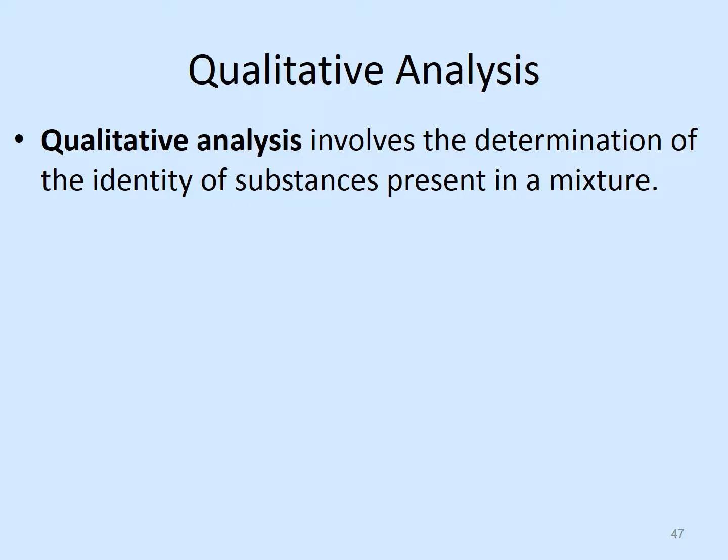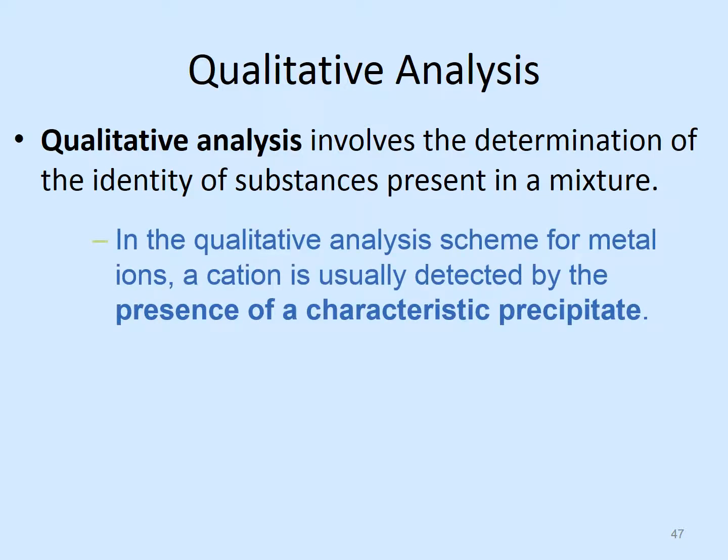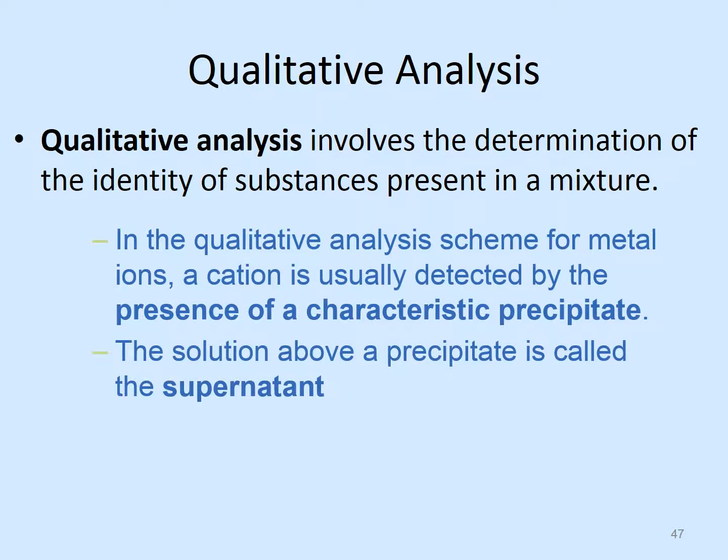So qualitative analysis is just a way of determining the identity of what you have in a mixture, as opposed to quantitative, where you want to know how much of something you have. Qualitative is just identifying. One of the labs that you're going to do this semester will involve qualitative analysis. There's a way to detect the presence of a particular ion by a characteristic precipitate.